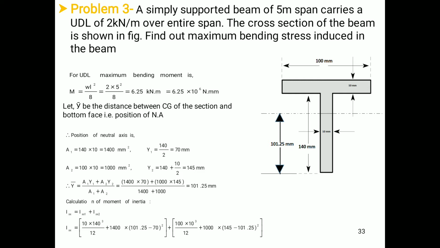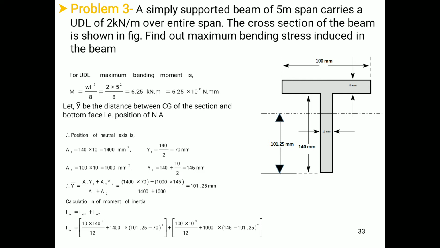This formula is same just we have discussed in the last lecture also, but in that we have considered the I section. Now in this particular problem we will consider the T section of the beam. It is a simply supported beam of 5 meter span, means a beam which is simply supported over the two supports and subjected to UDL.